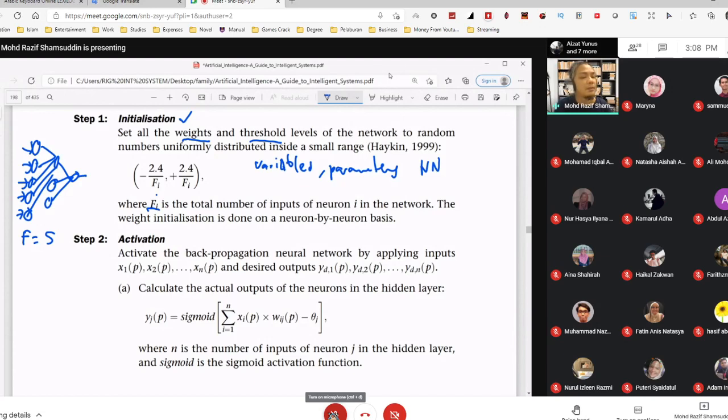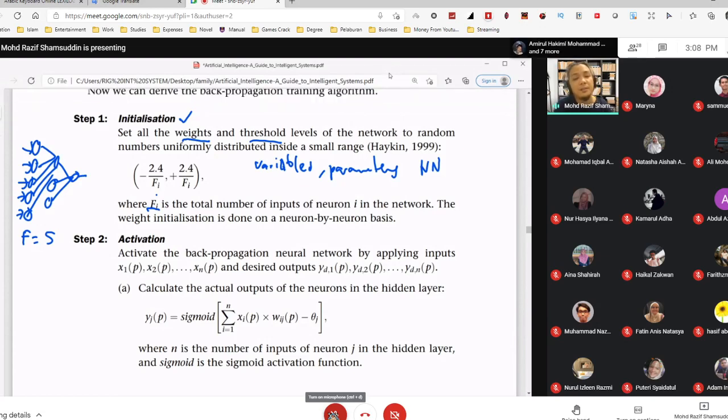Okay, this is a suggestion by the notes, by this author. But later, if you understand how a multi-layer perceptron works, you can actually create your own random number. There are a lot of random numbers, not as simple as this. So there are a lot of ways to generate random numbers depending on different needs and usage. But for now, we stick with this one.